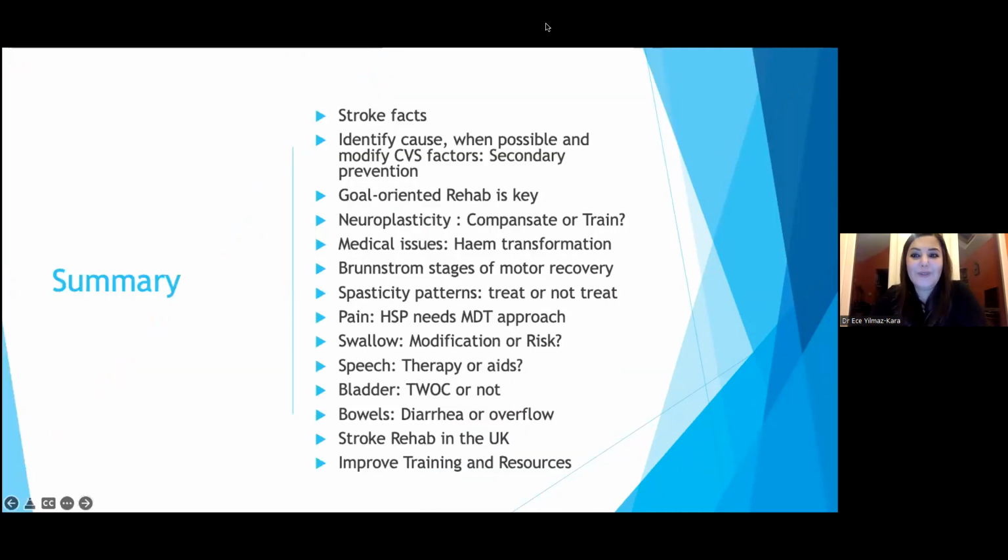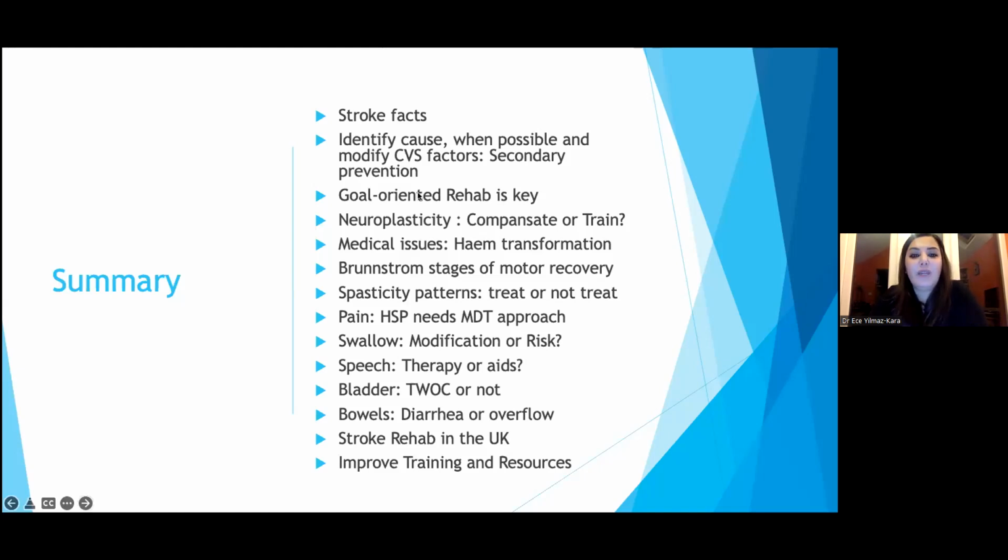Summary. So I'm going to try to summarize. We very briefly touched base on the stroke facts and highlighted to identify a cause if possible, because we need to modify factors when we can, especially with secondary prevention. Remember, blood pressure management and statins and goal-oriented rehab is our key. We must know what we're aiming for to work for it.